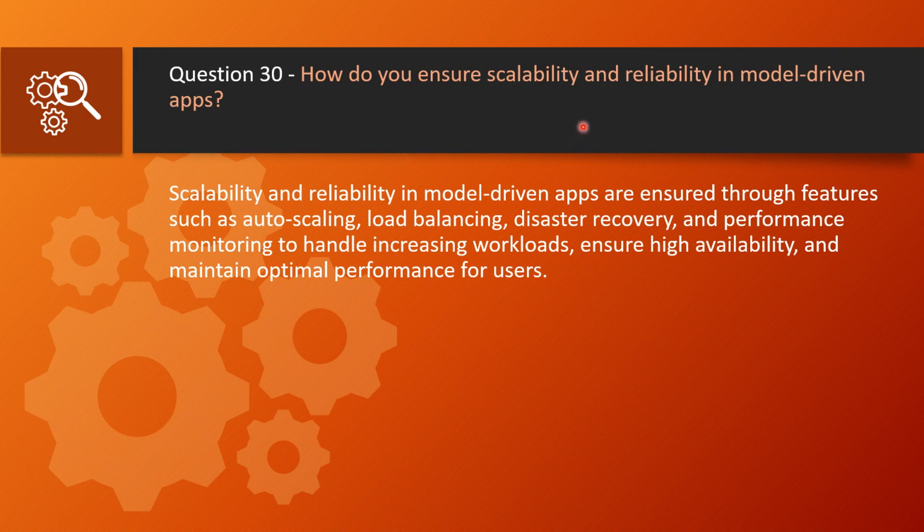Next question is, how do you ensure scalability and reliability in model-driven apps? So scalability and reliability in model-driven apps are ensured through features such as auto-scaling, load balancing, disaster recovery, and performance monitoring to handle increasing workloads. It also ensures high availability and maintains optimal performance for the users.